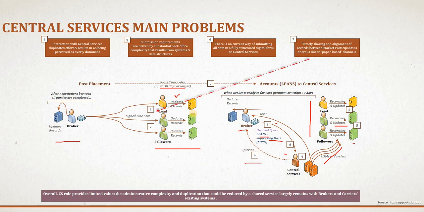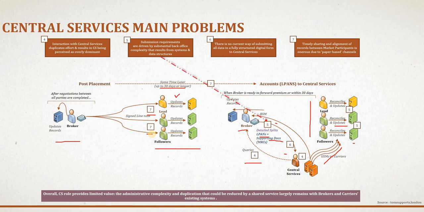The point number 1 is about the paper-based channel. So if you see over here, at point 7, the broker has to prepare the MRC or LPAN in the form of a paper document, and then has to take this document to the carriers, and the carrier will review the document. So say for example, if 4 or 5 carriers are involved, the broker has to present this document to 4 or 5 carriers. Managing these physical documents is really time consuming. So that is one of the problems.